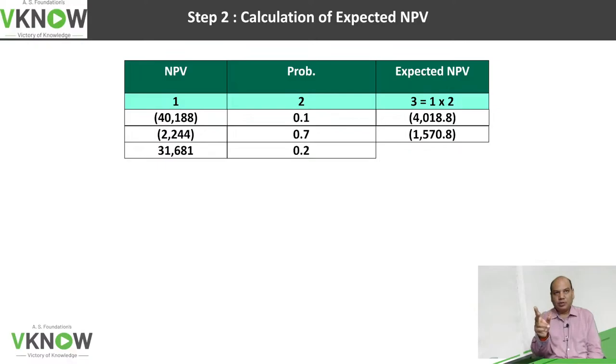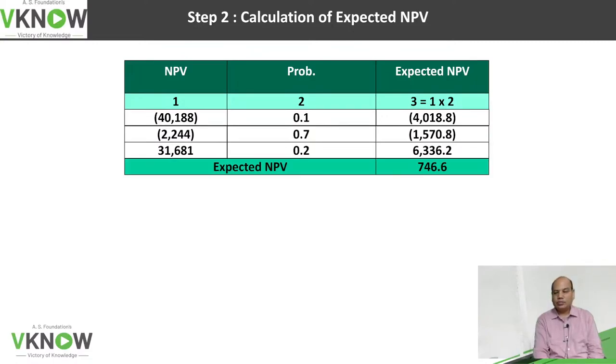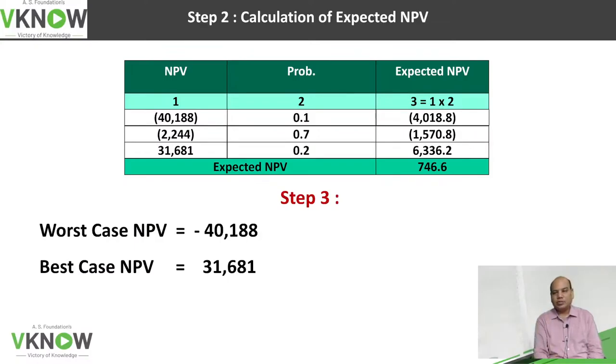Multiply; memory plus function also you will use. 40188 into 0.1, 4018.8 memory plus. 2244 into 0.7 equal to 1570.8 memory plus. 31681 into 0.2 equal to 6336.2 memory plus. Memory recall. You will get the total, memory recall, expected NPV is 746.6.